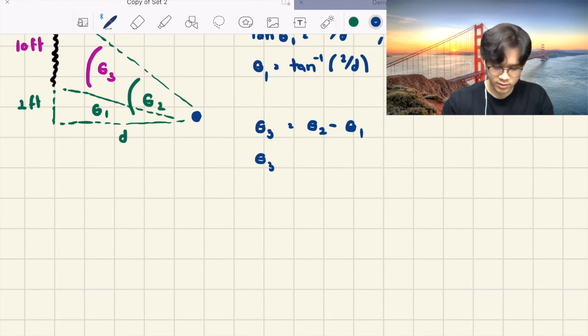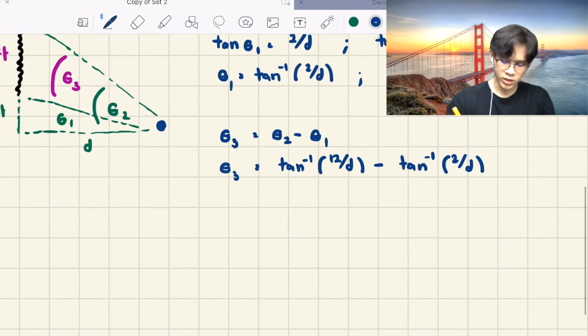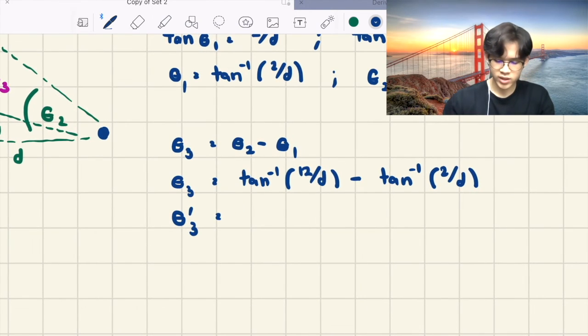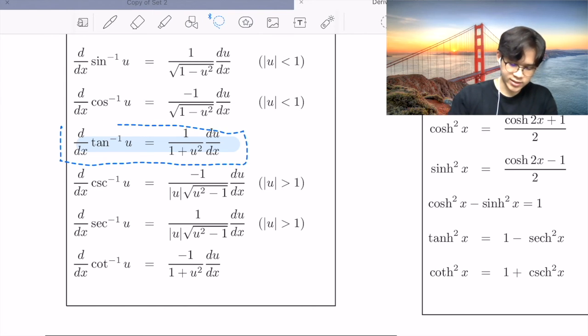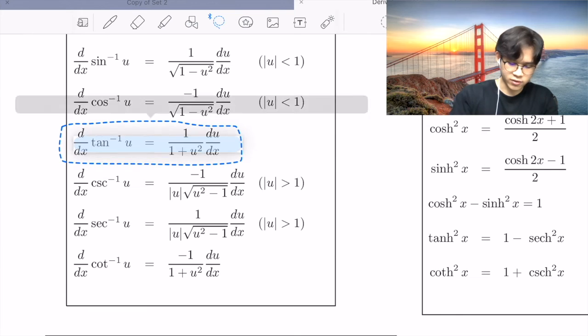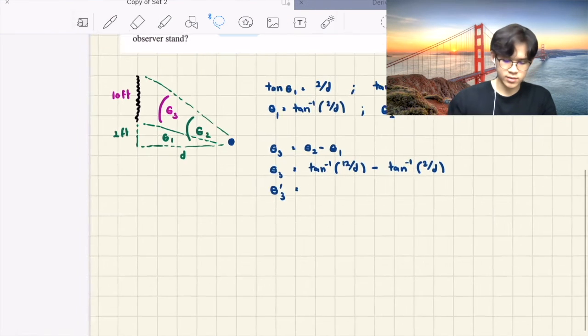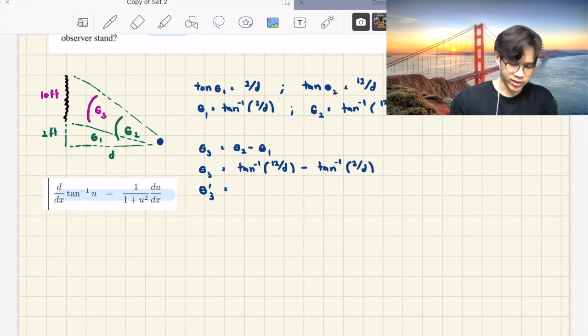And next we just plug in. And now what we need to do to find the maximum is to go for differentiation. So let's say the derivative of theta 3 is equal to... Here, regarding the derivative rule, here's the derivative for the arctan. So let me take a screenshot. And let's plug everything in.